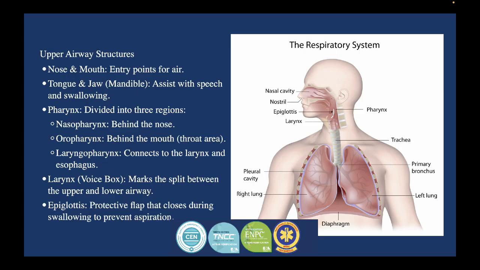So we have the nasopharynx, which is just behind the nose, the oropharynx behind the mouth or the throat area, and the laryngopharynx, which connects the larynx and the esophagus. And remember, what directs air into the windpipe and what directs food and water into the esophagus is what? Test question. It's going to be the epiglottis, right? Once again, the larynx is the voice box, and it marks the split between the upper and lower airway. The epiglottis is the protective flap that closes during swallowing to prevent aspiration.